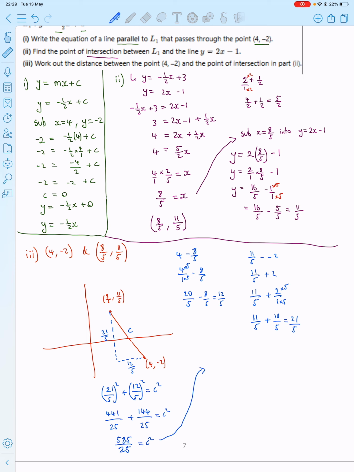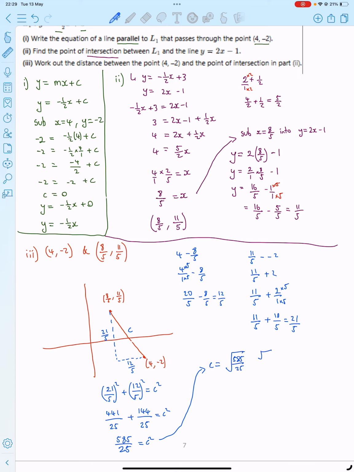And then, well, we can do it in many different ways, but c is going to be the square root of 585 over 25. There are so many ways in which we can write this. We can write this as the square root of 585 over the square root of 25, which is just 5. If you chose to simplify the 585 over 25, you could also have, if c squared is equal to simplifying this, so dividing both top and bottom by 5, we get 117 over 5.